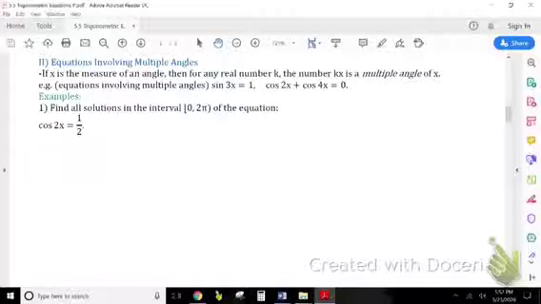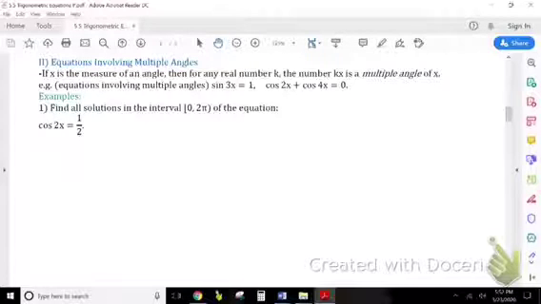Okay, part 5.5, part 2 is talking about solving equations that involve multiple angles. So it says if x is a measure of an angle, then for any real number k, the number k times x is a multiple angle of x. So, such as sine of 3x, cosine of 2x, cosine of 4x, things like that. If it has a number in front of the x, it's considered a multiple angle.